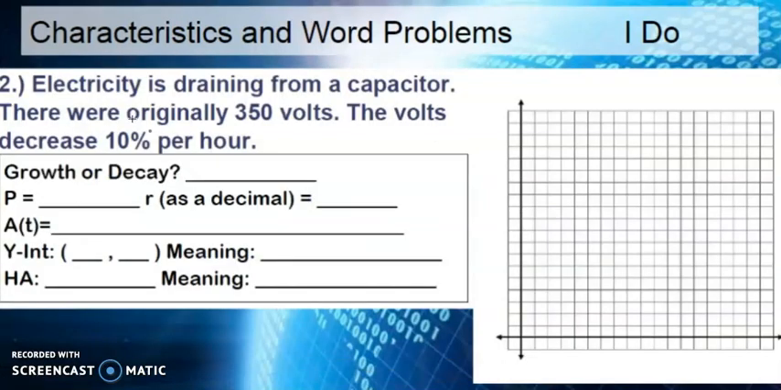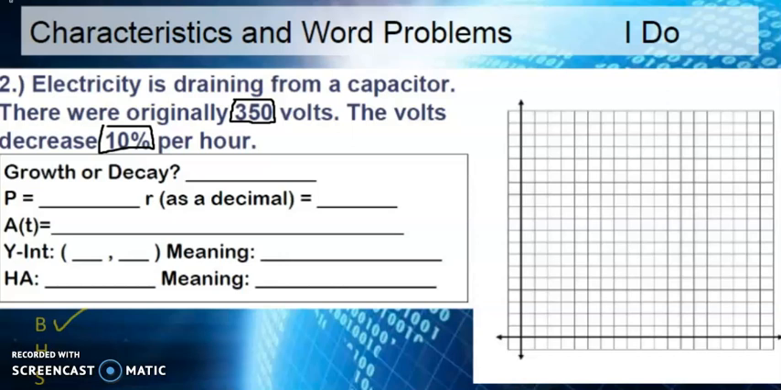Let's look at this word problem. Electricity is draining from a capacitor. There were originally 350 volts. The volts decreased 10% per hour. Let's do our BHS method. So the first thing we want to do is box the numbers. So we have 350 and we have 10%. So we box the numbers.